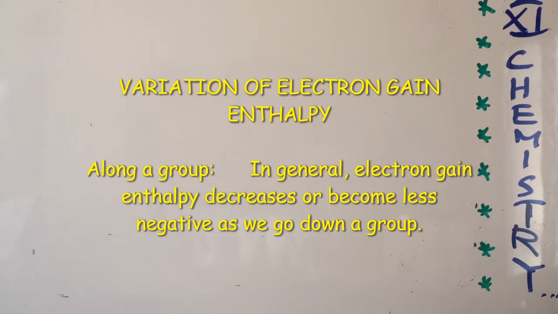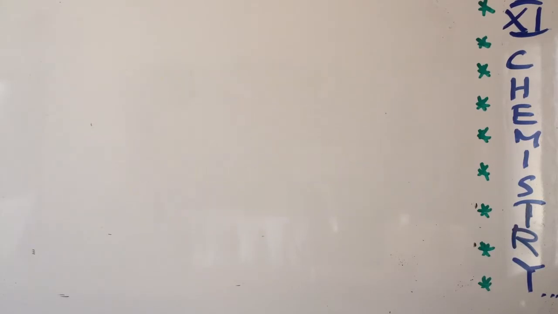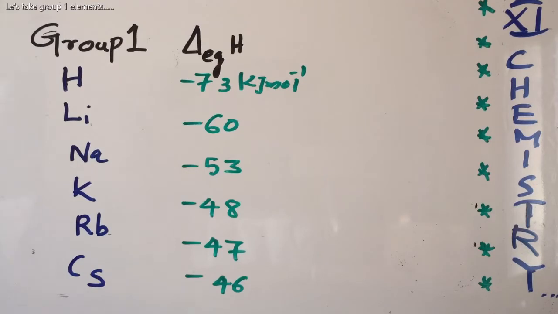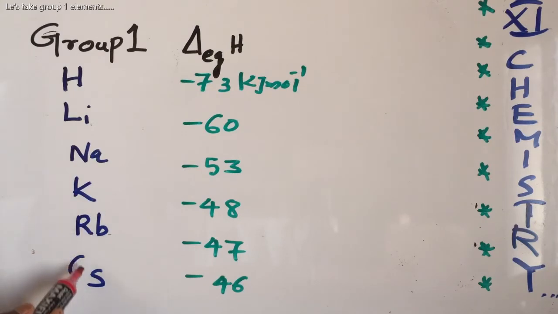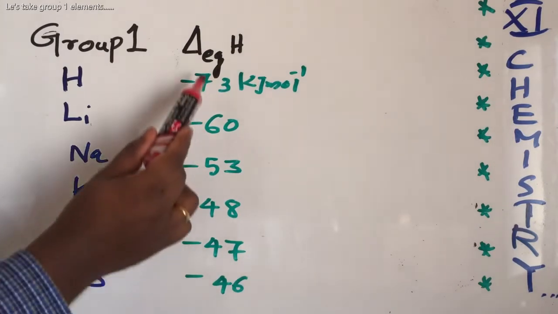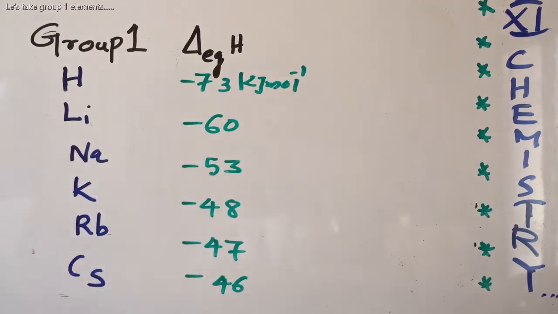Variation of electron gain enthalpy in the periodic table. Along a group, in general, electron gain enthalpy decreases, or becomes less negative, as we go down a group. Let's take group 1 elements for understanding this variation in a group. Group 1 elements are hydrogen, lithium, sodium, potassium, rubidium, cesium. The electron gain enthalpy values are given here.